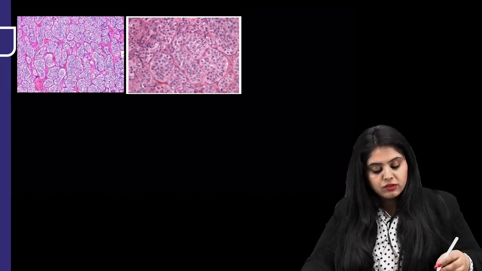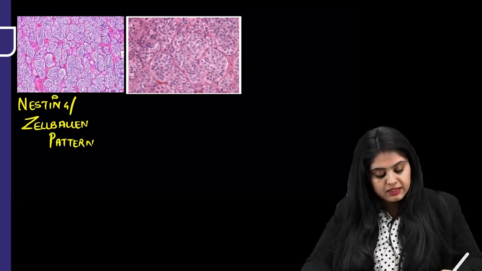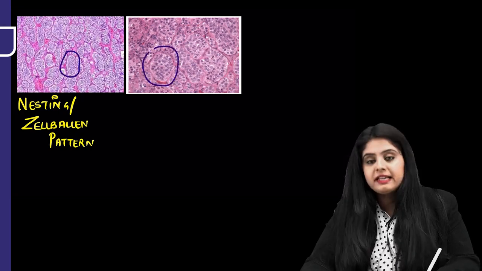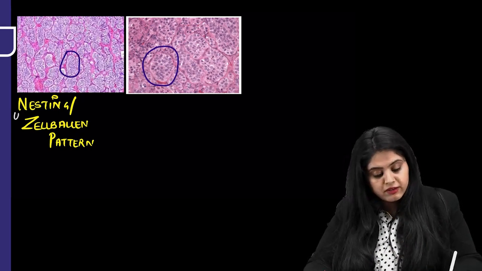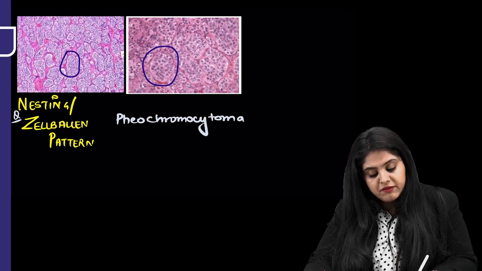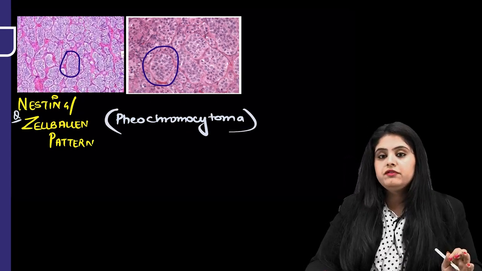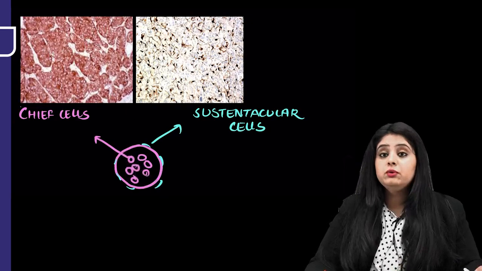When I talk about the microscopic analysis, this shows you the very famous nesting or Zellballen pattern. You will be able to see nests like this. You see nesting or the Zellballen pattern. Very famous question that you get for pheochromocytoma because nesting pattern is seen in many places. But the word Zellballen is given to it only over here. Zellballen for pheochromocytoma.